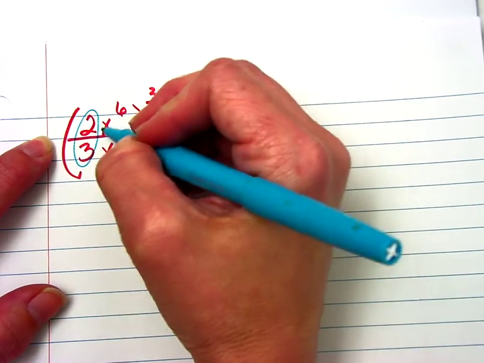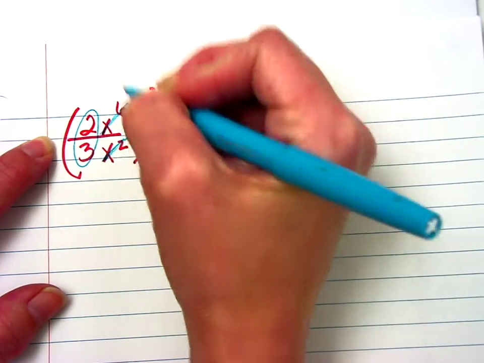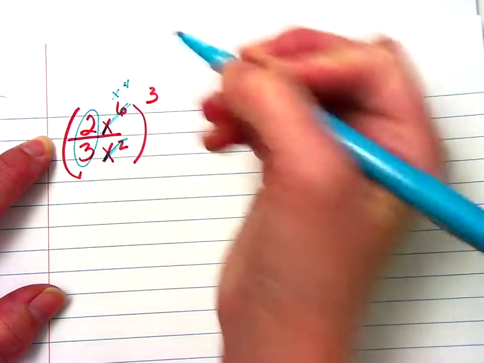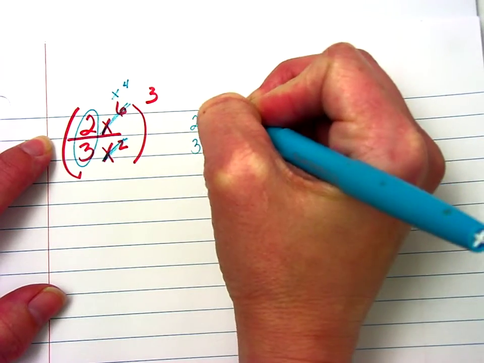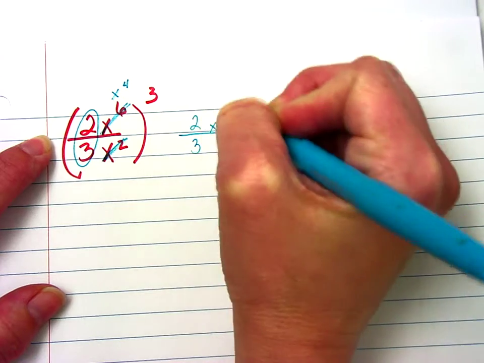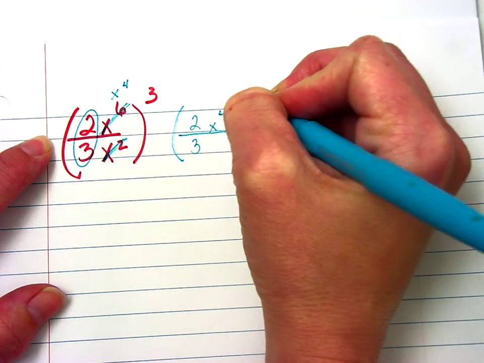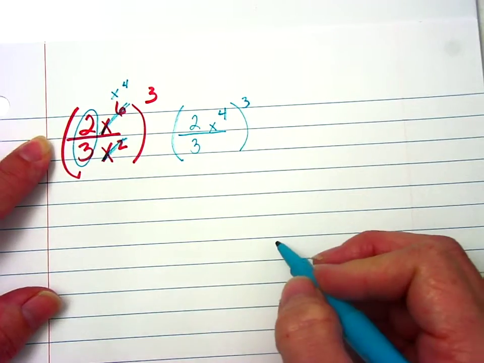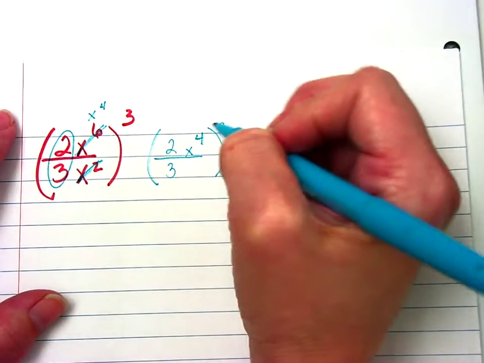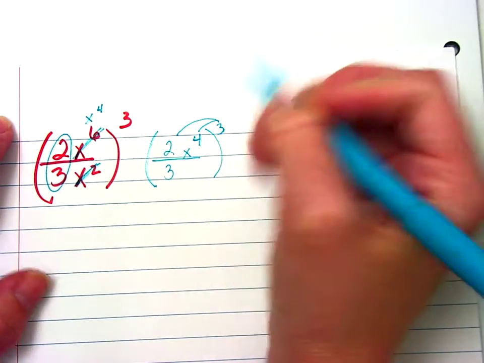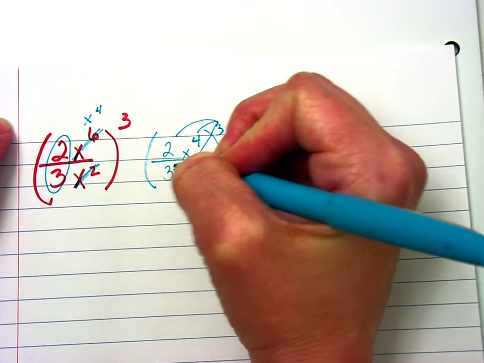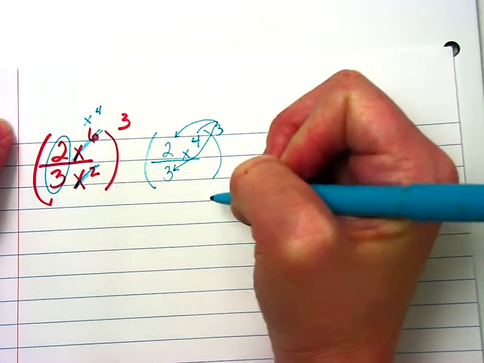You end up with just 4 x's on top. So I have x to the power of 4. So I'm going to rewrite it: 2 over 3, x to the 4, and then that's going to get raised to the power of 3. Here's what needs to happen next. I need to bring in this 3. You can just call it distribute. I'm distributing the 3 to each one of the bases.